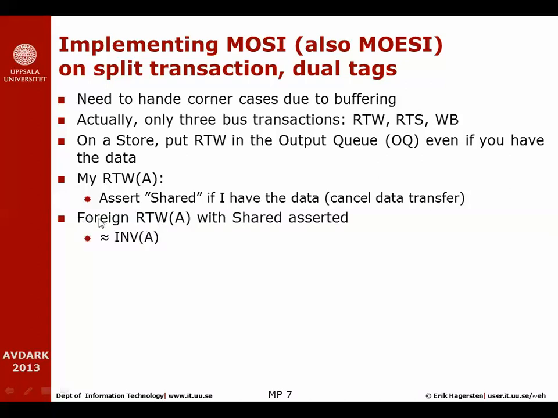If we see a foreign read to write request where that shared line on the bus is asserted, we will treat that as the good old invalidate bus transaction. So this is a transaction where everybody else understands that all they need to do is to invalidate their cache lines in their cache, and they will not have to provide the data because whoever sent out this request asserted the shared line.